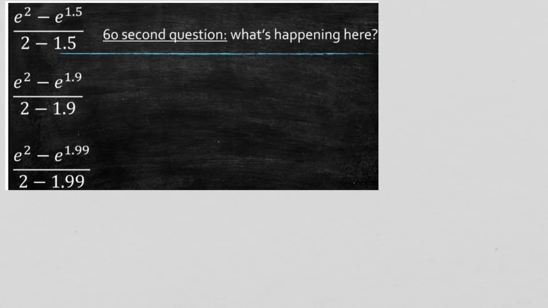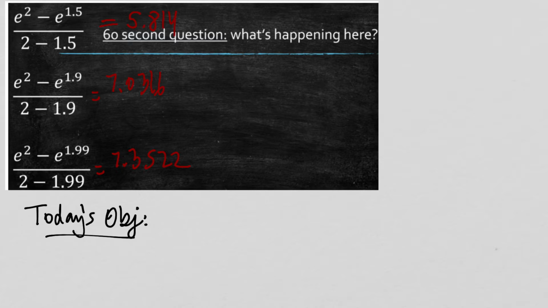Okay, so today's objective is we're going to be taking a look at the e function and what its derivative is. So let's take a look at these examples here. You can either do this in Desmos or on the calculator. Desmos is just a lot easier. See what you get for your answers here. Okay, these are the answers I got when I plugged it in Desmos.